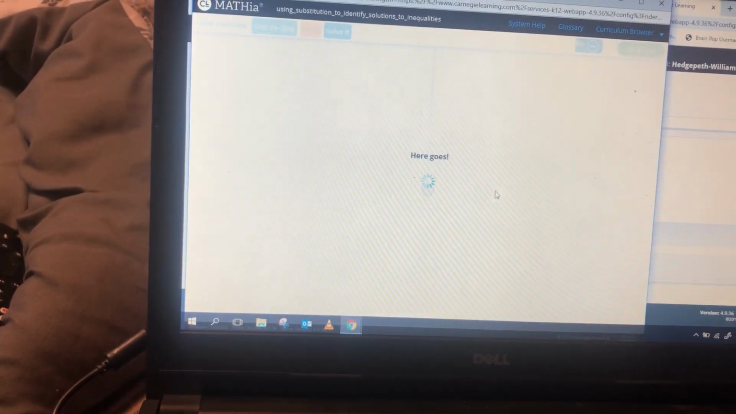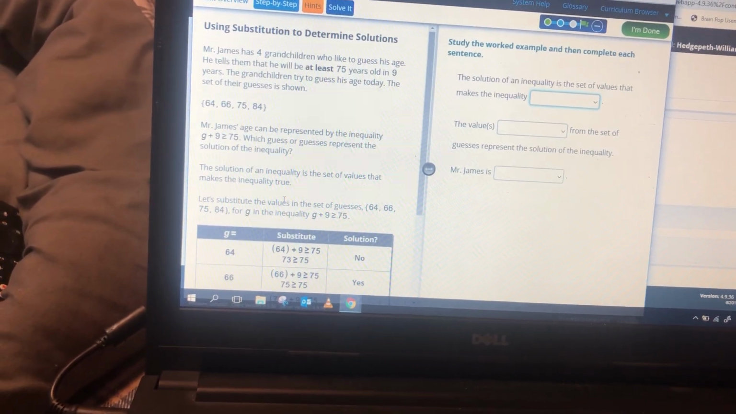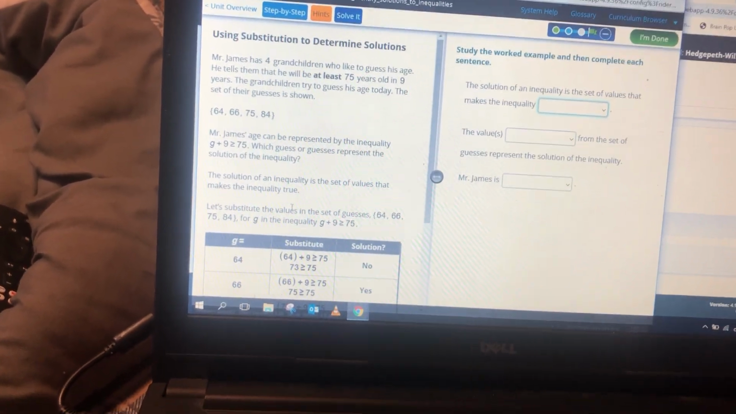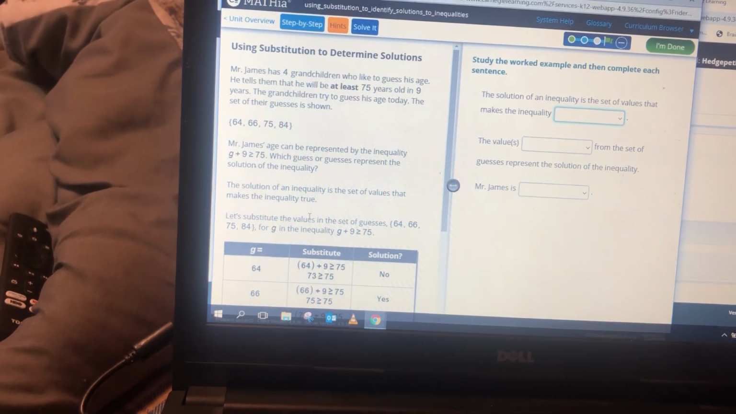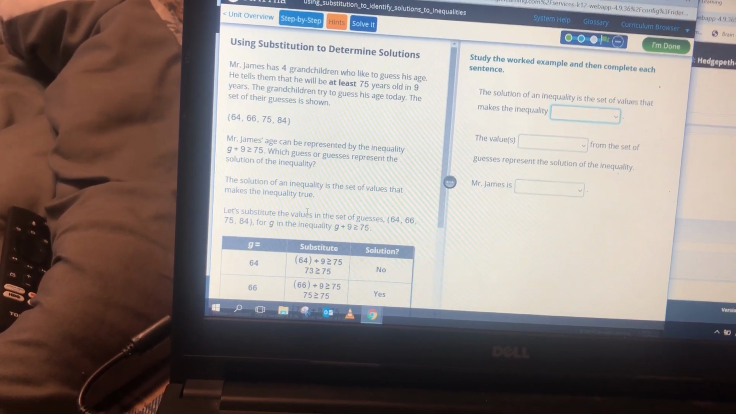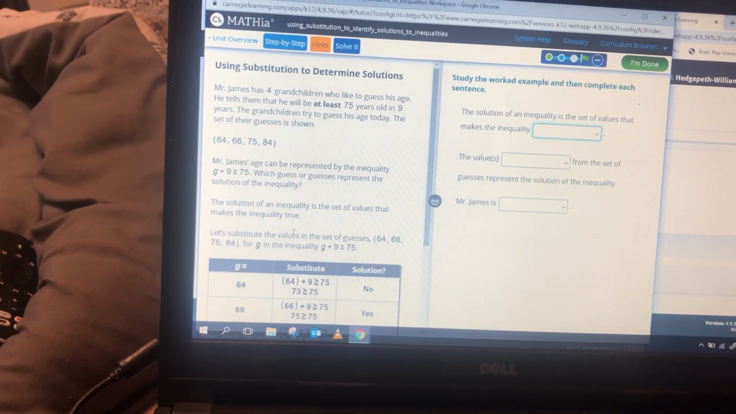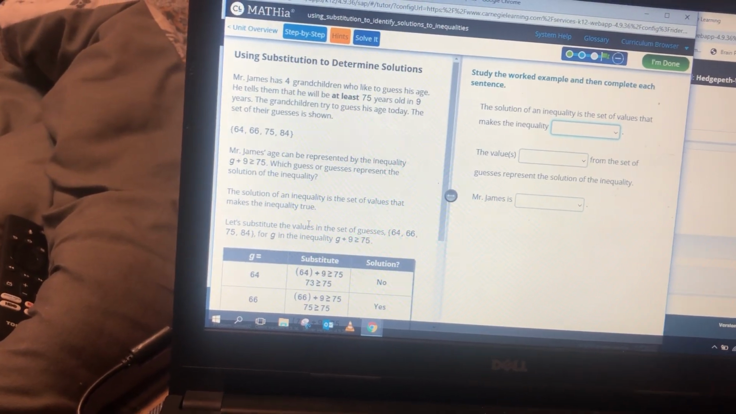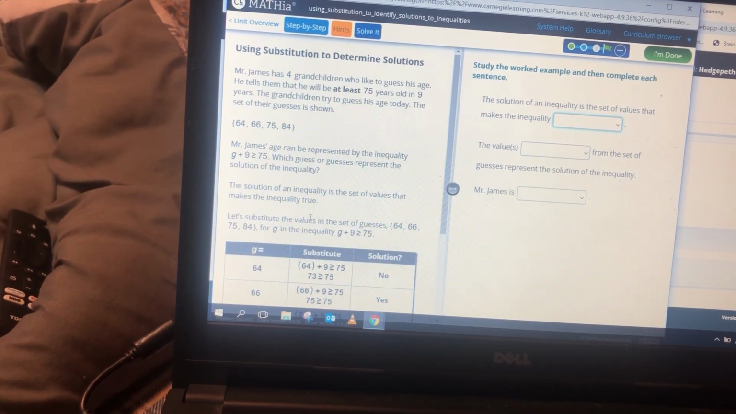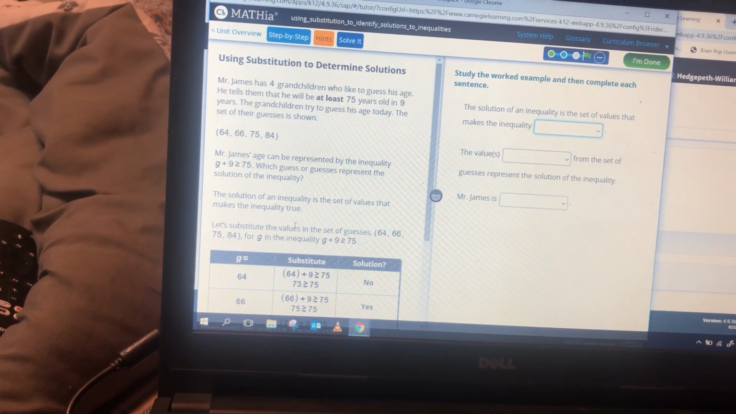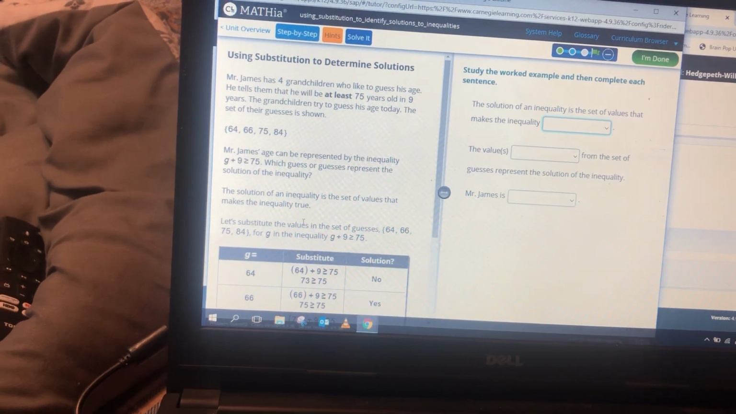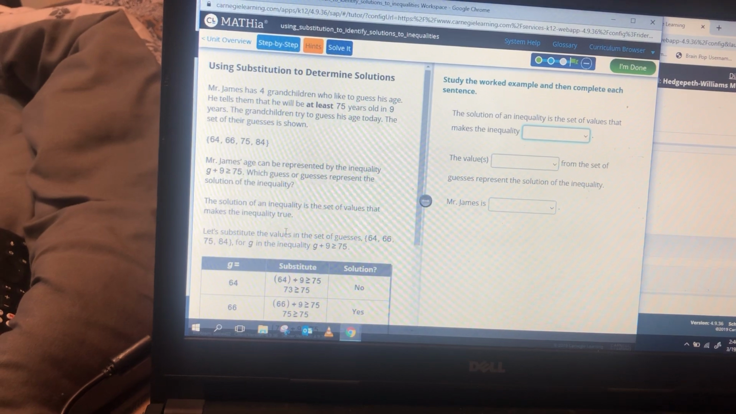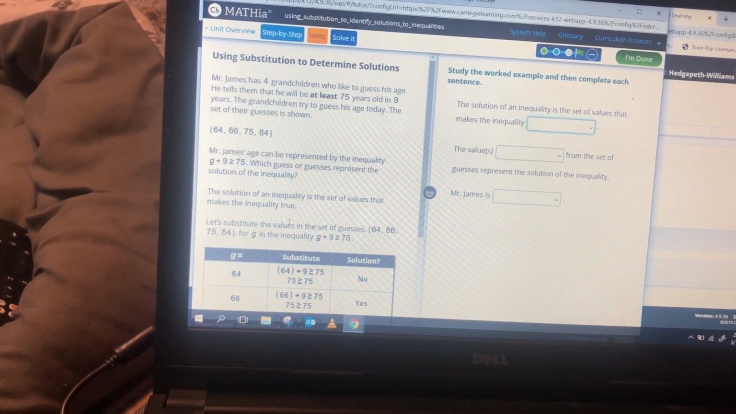Okay, now let's look at this one. Mr. James has 4 grandchildren who like to guess his age. He tells them that he will be at least 75 years old in 9 years. The grandchildren try to guess his age today. The set of their guesses is shown: 64, 66, 75, and 84. Mr. James' age can be represented by the inequality G plus 9 is greater than or equal to 75.